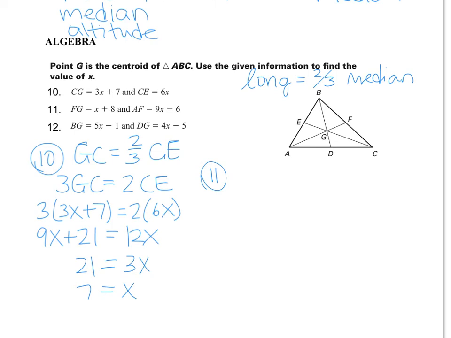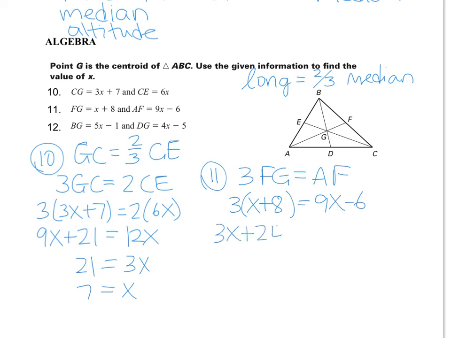FG is the shorter piece. AF is the whole thing. So it takes 3 shorter pieces to equal the whole thing. So 3 times (x plus 8) equals 9x minus 6. Subtract 3x, add 6, divide by 6.